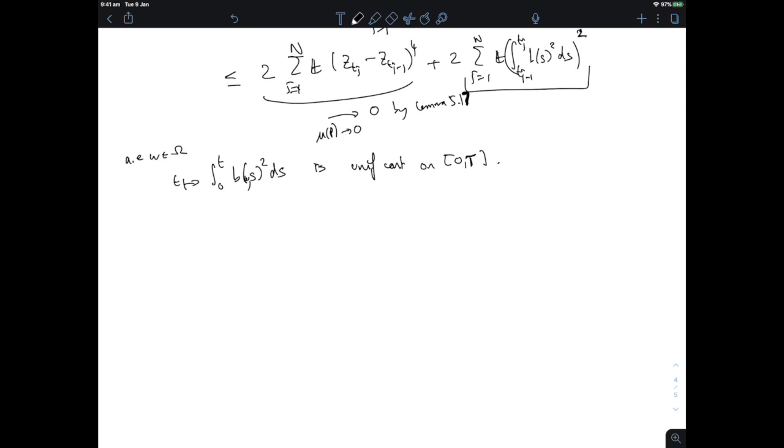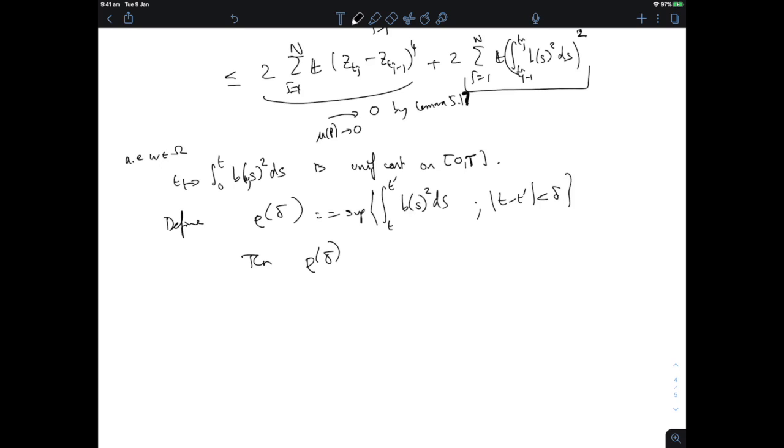So if I define the quantity, let's call it rho delta, to be the supremum of the integral from t to t prime of bs squared ds, over all t and t prime such that the difference t minus t prime is smaller than delta, then this quantity, which is a random variable because bs is a process, has to go to 0 as delta goes to 0 almost surely.